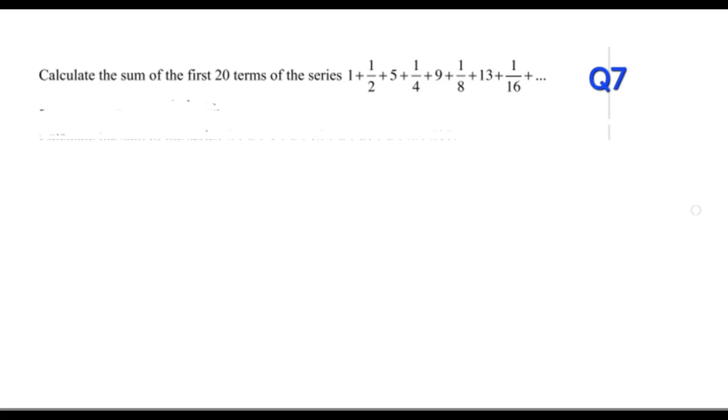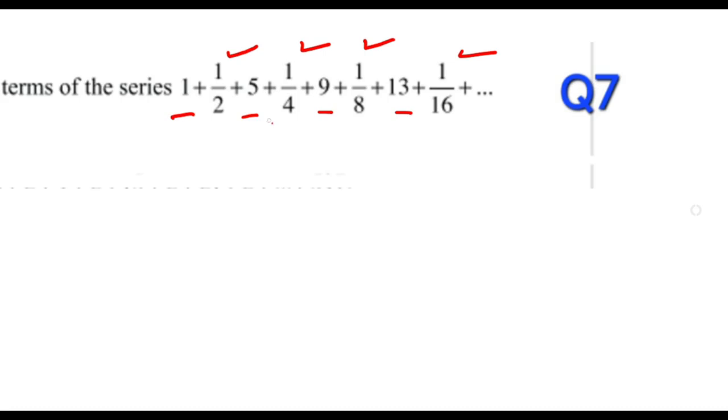And in such cases, we have to first calculate the sum of each series separately and then add the answers together. So we've got two series here, two series combined: 1 plus 5 plus 9 plus 13, and then 1 over 2 plus 1 over 4 plus 1 over 8 plus 1 over 16.